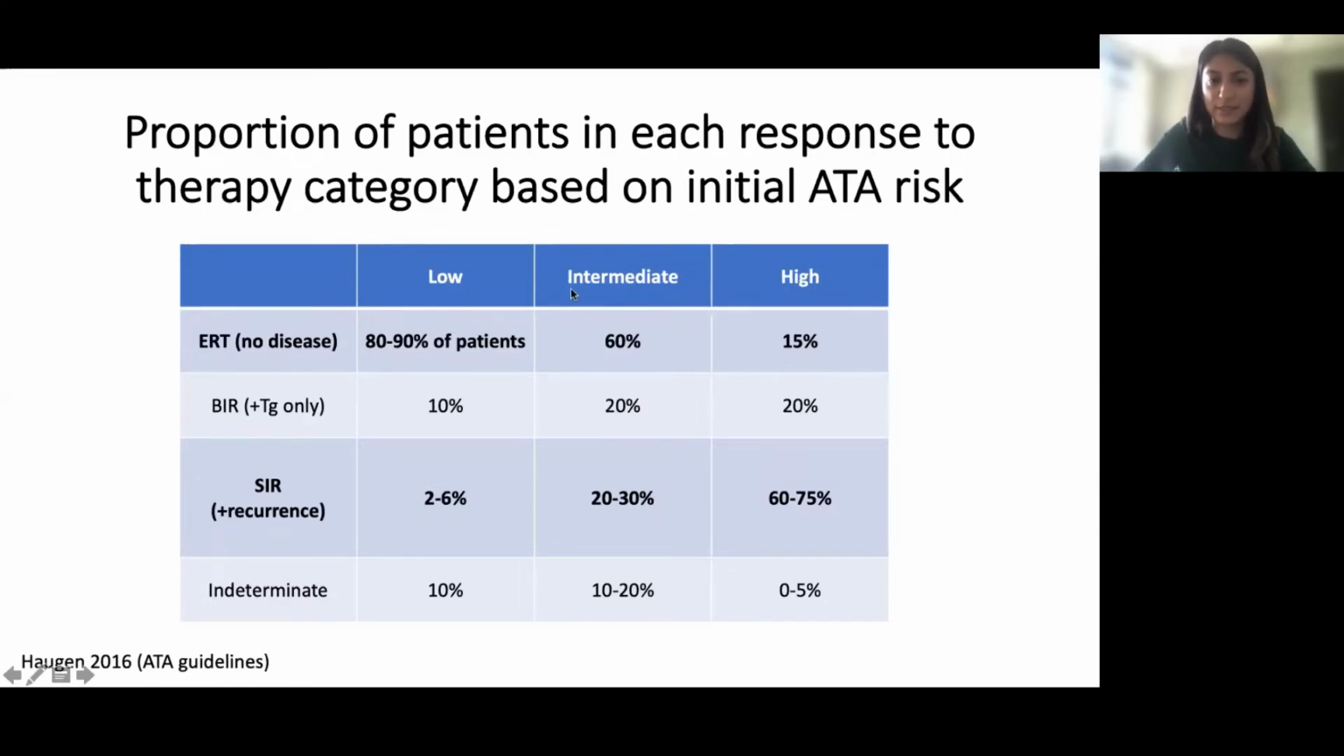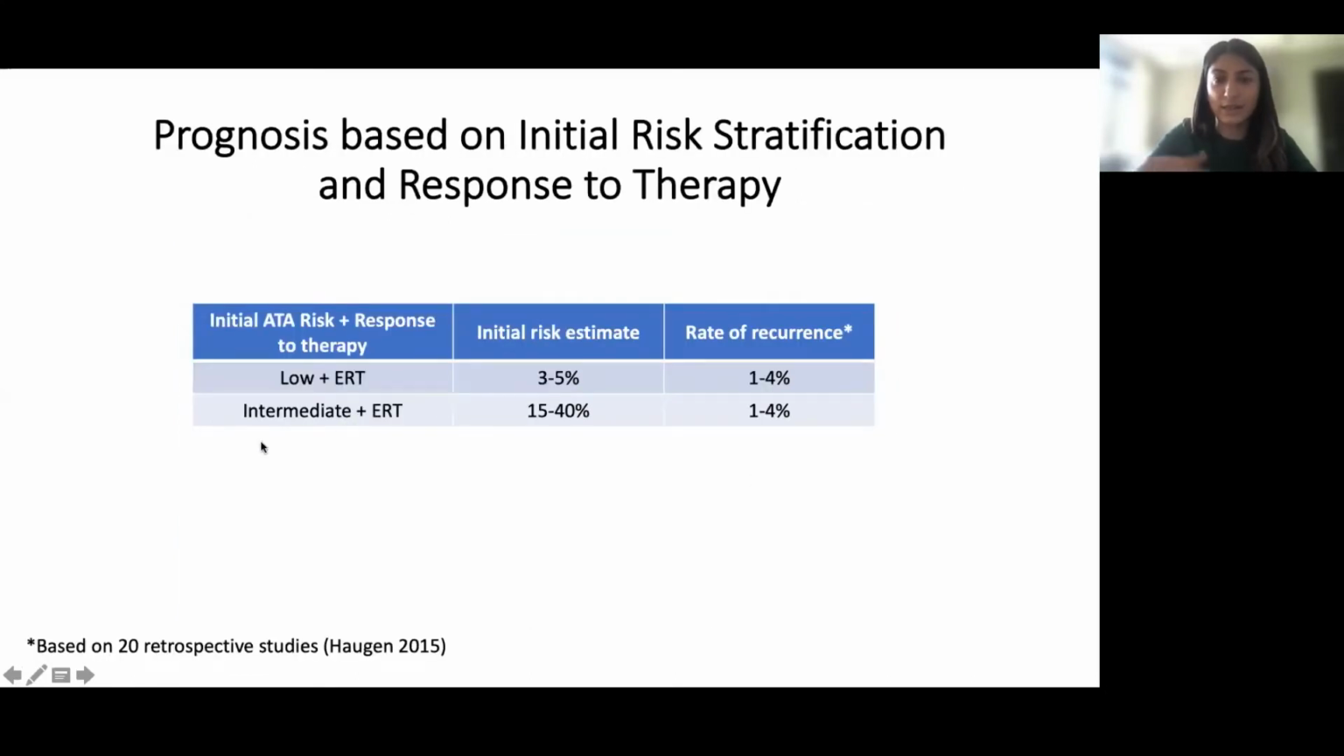In an intermediate risk patient, there's about a 60% chance that they'll fall into the excellent responder category and a 20 to 30% chance that there will be a recurrence at some point. So that's why they're in the intermediate risk category. So how do we use this is that we reassess a patient's risk over time. So what I mean by that is if you start out at low risk and you have an excellent response to therapy, your initial risk of thyroid cancer growing back was deemed to be 3 to 5%. But now that you've had an excellent response, your tumor marker and your ultrasound is normal, your rate of recurrence is now 1 to 4%.